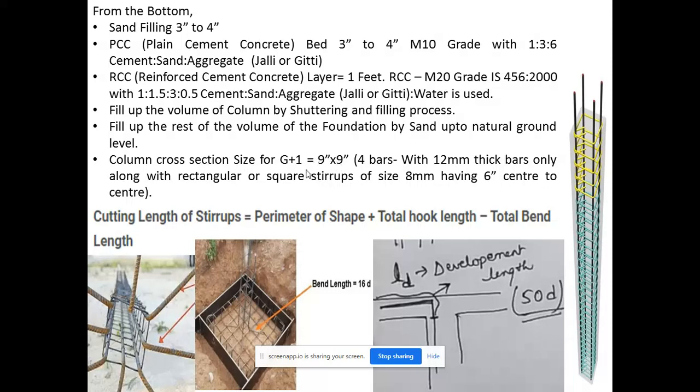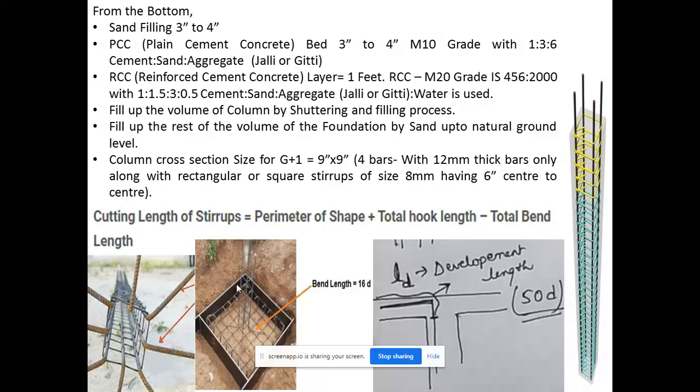After this, we need to set the cross-sectional area per column. Let's say for G+1 a standard size of 9 inches cross 9 inches, having 4 bars of 12 mm thick bars only, along with rectangular or square stirrups of size 8 mm at 6-inch center to center, has to be used. So this is the formula used for finding the cutting length of stirrups.